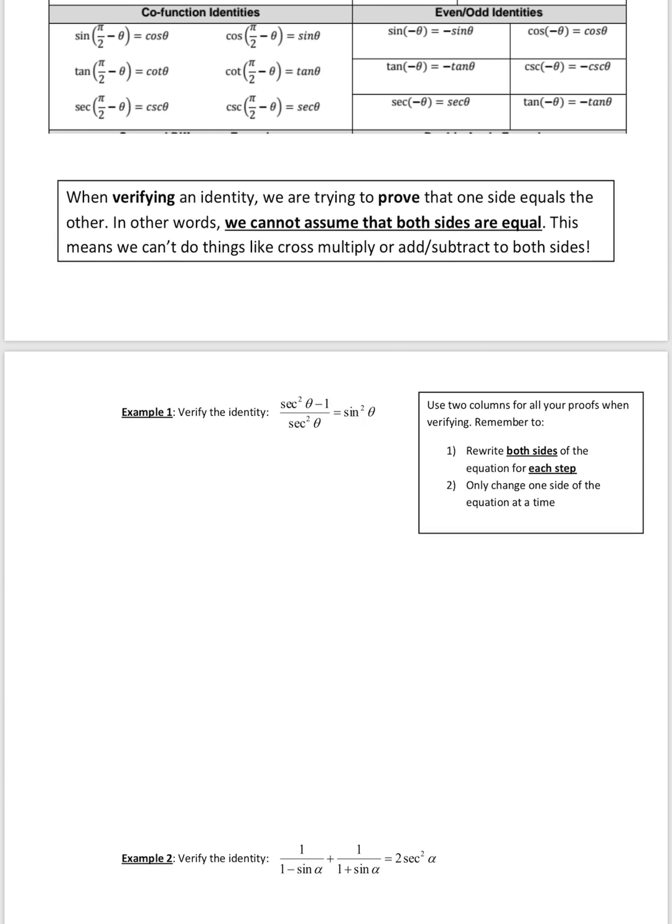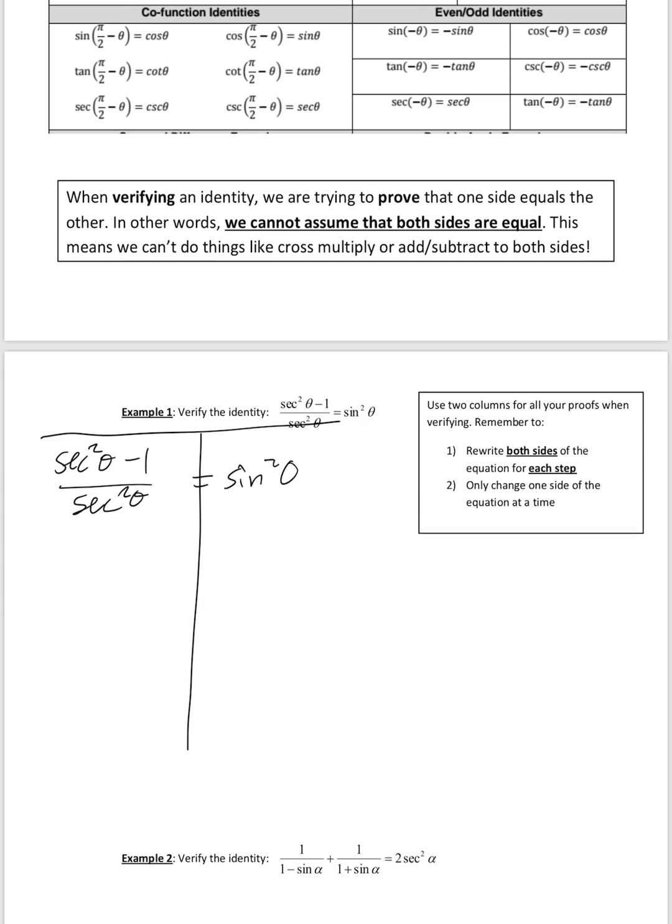For these proofs, and again, I'm using that term even though I know that most of you won't like that, because these are mini proofs, I want you to use 2-column proofs. So here's what I mean. On each side, in each column, write one side of this equality that we're trying to prove. So in this case, secant squared minus 1 over secant squared equals sine squared. And you're going to rewrite both sides of the equation for each step.